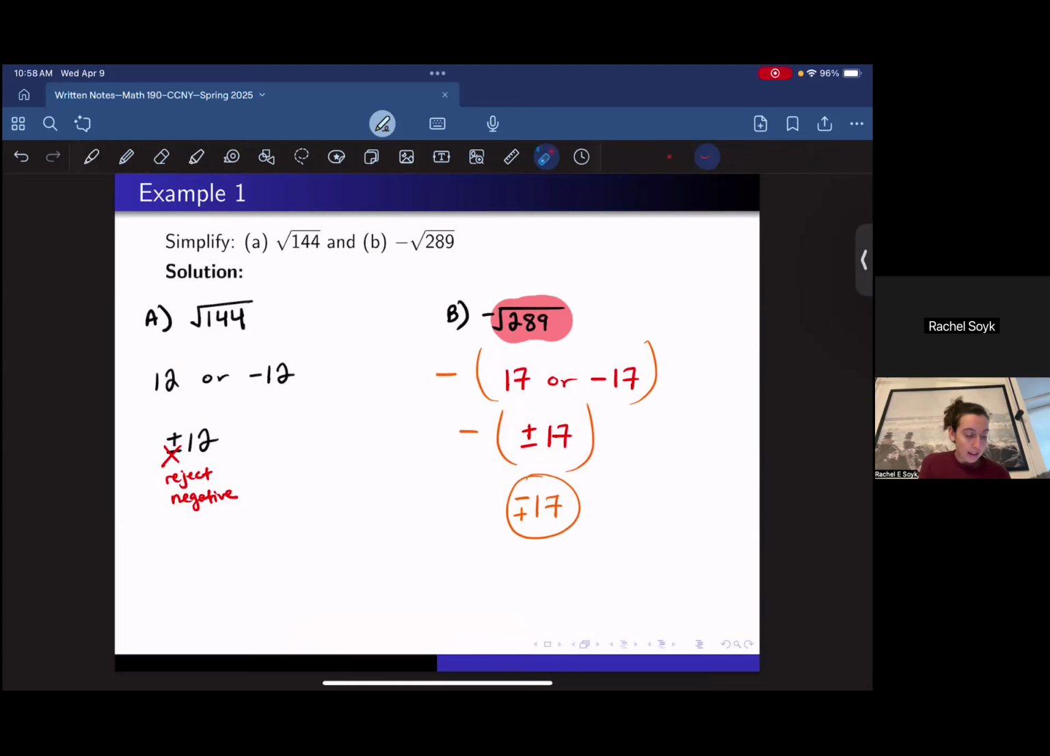And then once again, if we are solely talking about distance underneath that square root sign, then we actually would have to reject the negative value. And then your final result after you multiply it by a negative would actually be just negative 17. So just be mindful of that. It's good to know both.